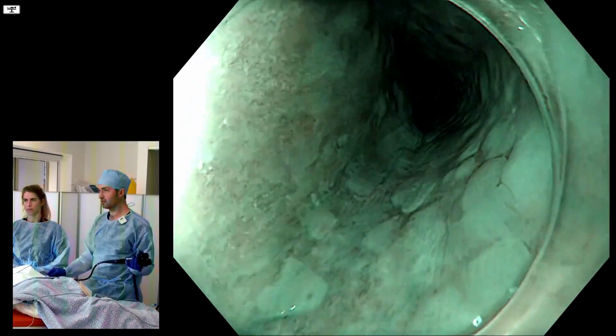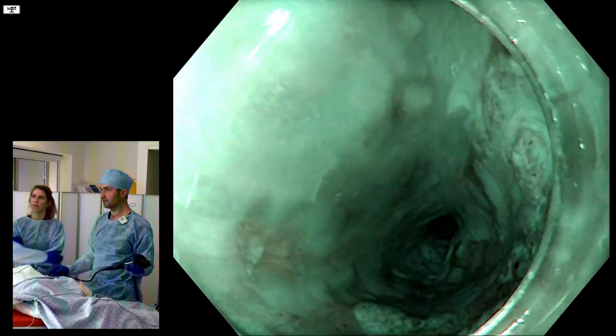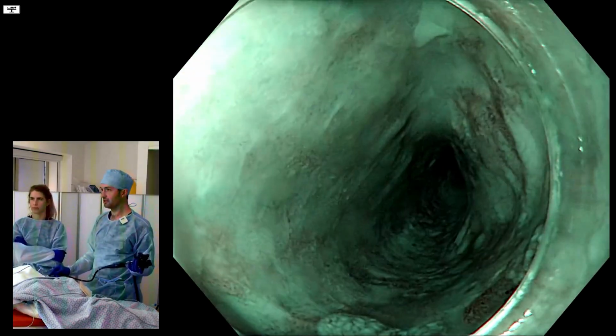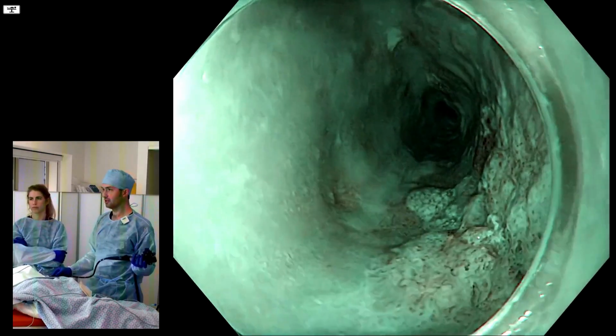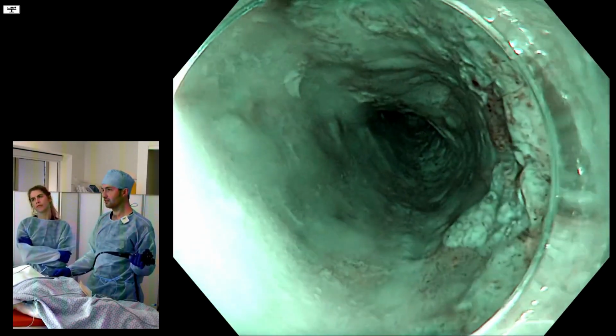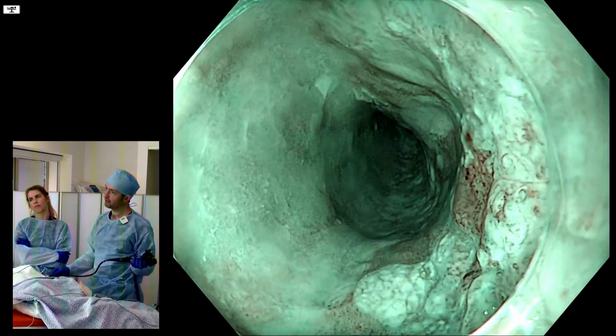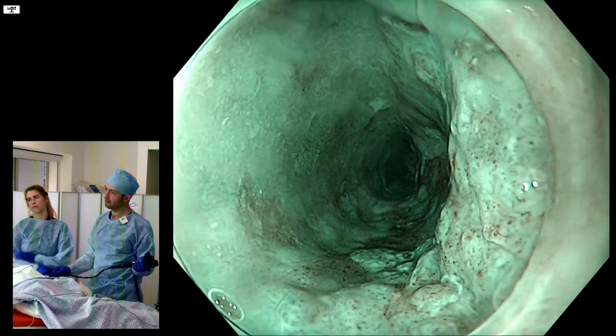And then the question is how much further that it extends and how much of the circumference is involved by this lesion is still to be determined. But indeed, so the patient's on their left side. This is probably the 3 o'clock that it's focused on here. And it's very irregular and abnormal.